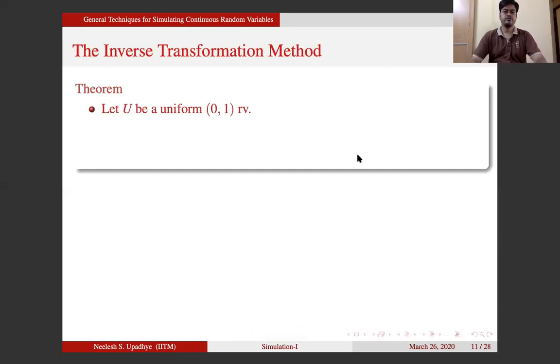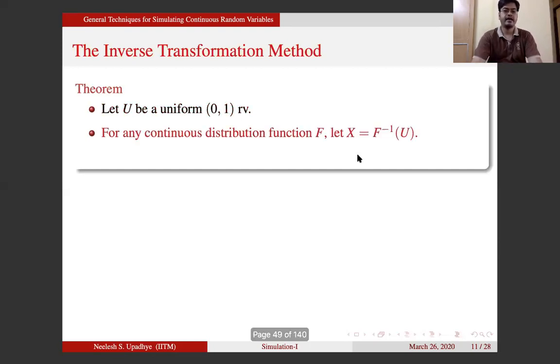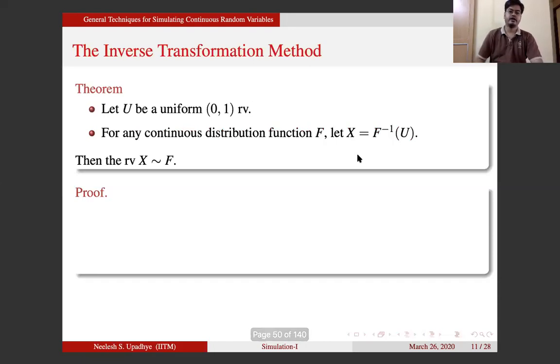Once I have the uniform random variable, I can simulate any continuous distribution F and set X equal to F inverse of U. This particular X will then have a distribution which is given by the CDF F. I have already shown you the underlying idea. So let us formalize this idea into the proof.